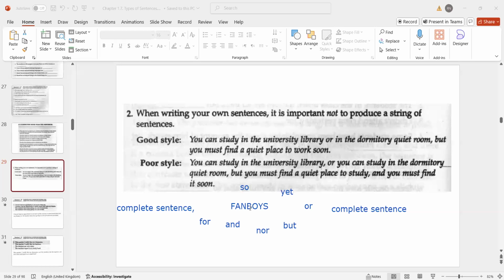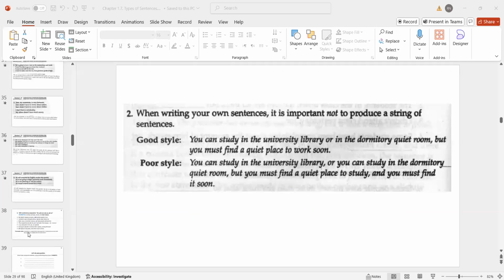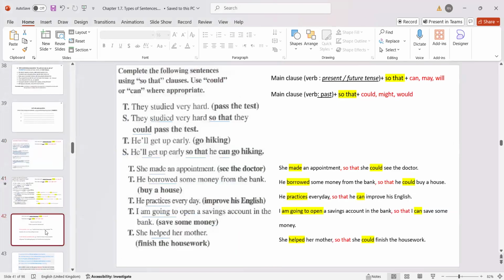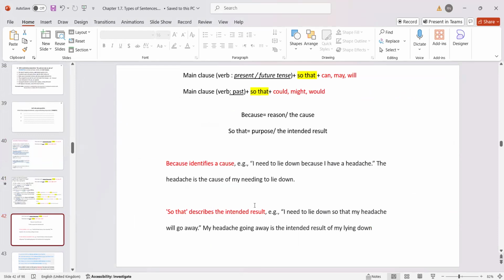Okay, so we talked about these. Then we talked about "so that." We said that "so that" shows the purpose of doing something. "So that" is different from "because." Because shows the reason, but "so that" gives you the intended result, what you want to happen.